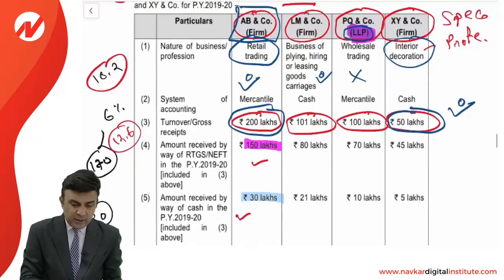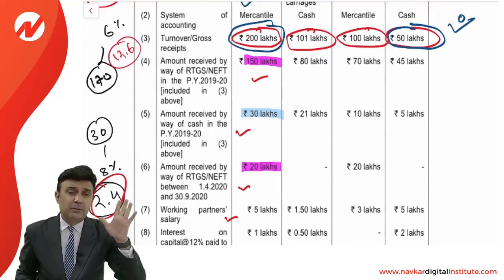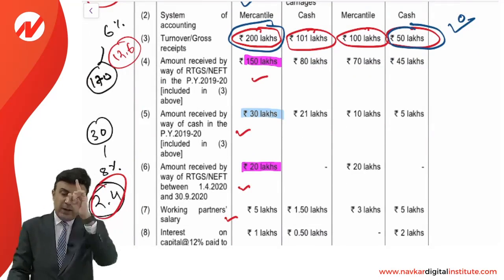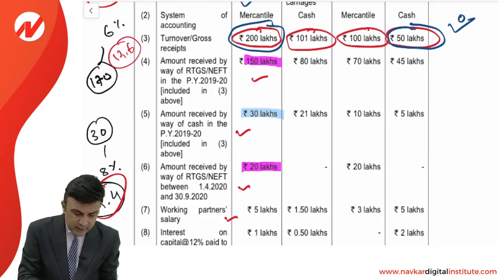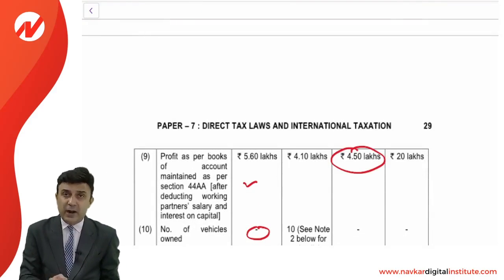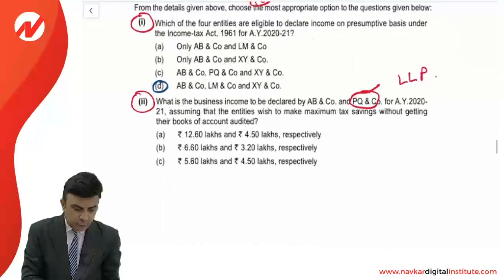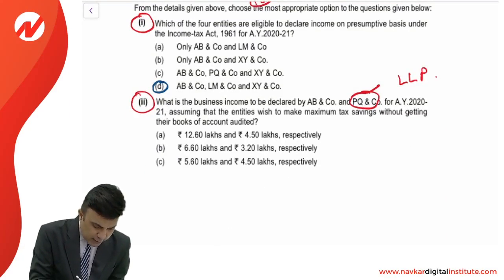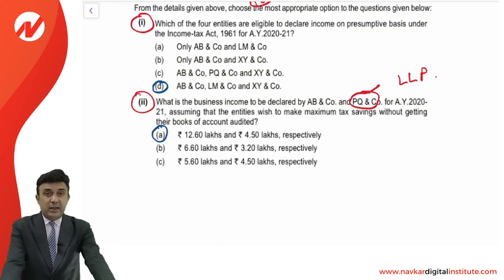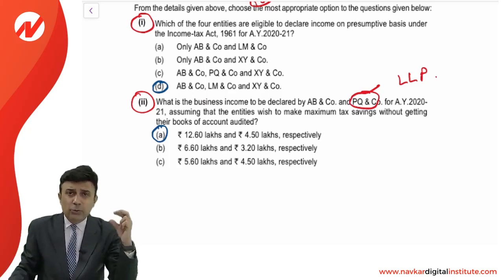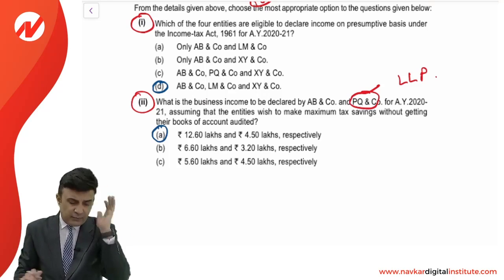And PQN company LLP cannot go for the presumptive tax system under 44AD. It is applicable only to resident individual, HUF and firm, and hence the LLP has to declare the income as per the books of accounts only, that is 4.5 lakh. So the first entity should declare 12.6 and the second entity should declare 4.5. Your answer is going to be A. 12.6 and 4.5 would be your simple answer, friends. So that's how the things would work. You have to be very careful, I'm repeatedly saying, while solving the MCQ.